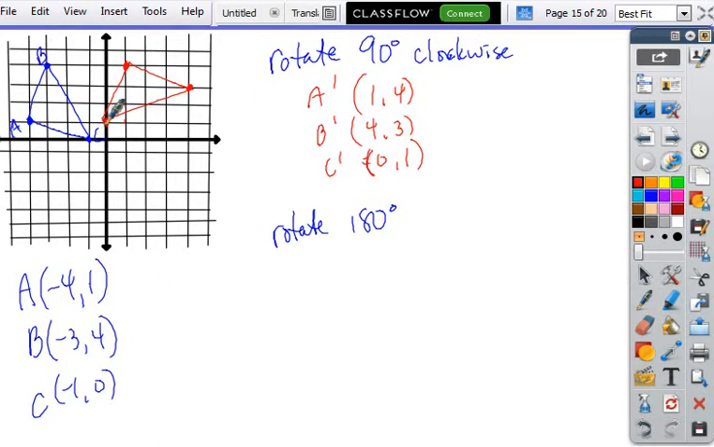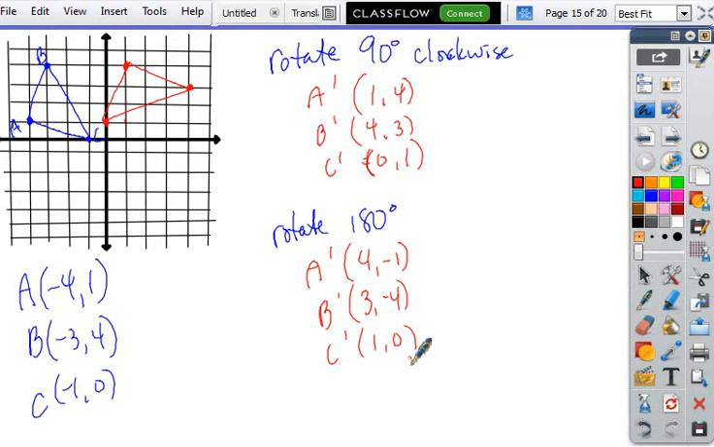What about 180? What did it say to do on 180? Change both signs. So that's going to be 4, negative 1. B prime is 3, negative 4. C prime is... Why is it still 0? Because 0 is not the difference. You can't change the sign of 0. There is no sign.